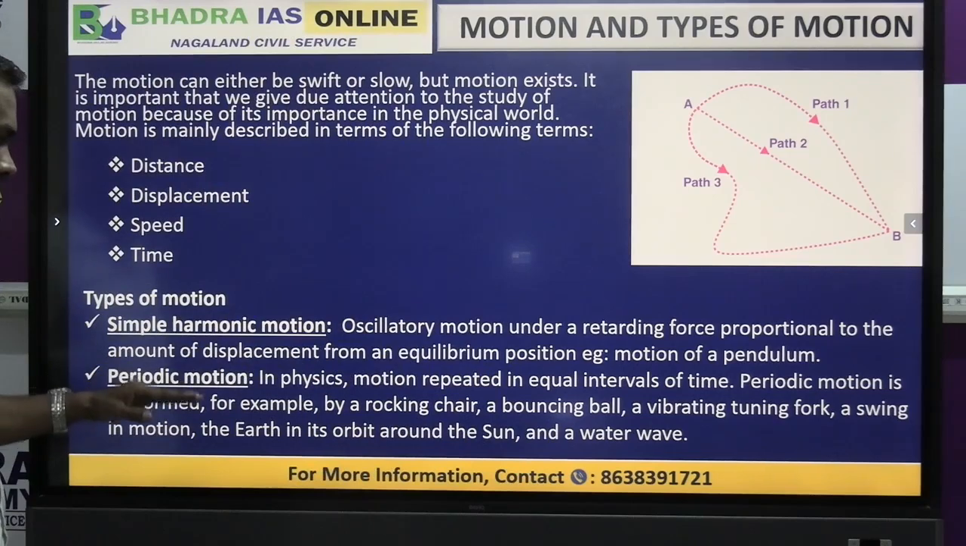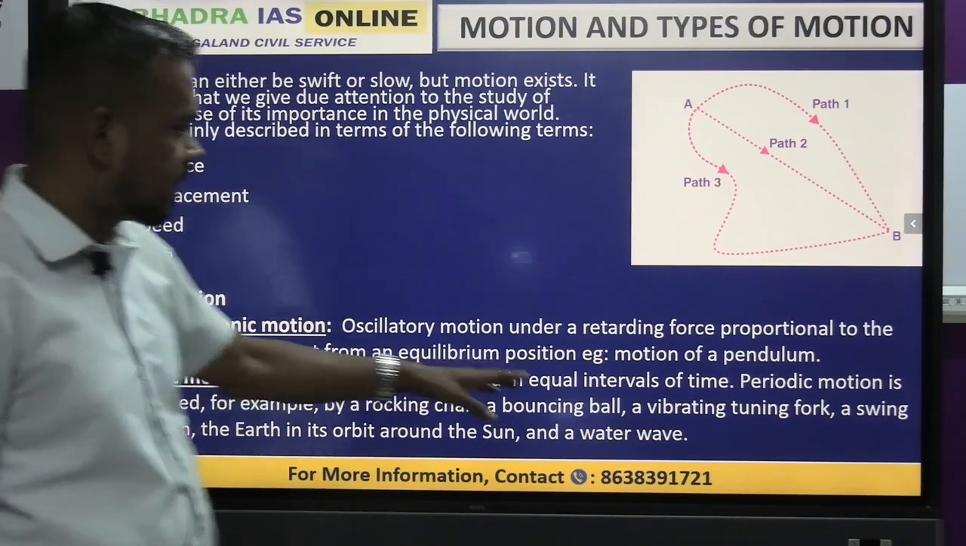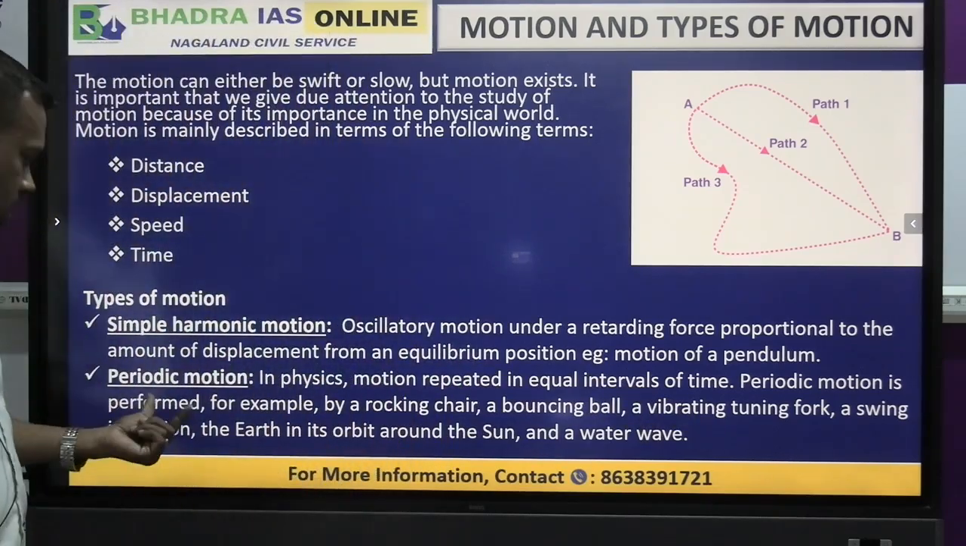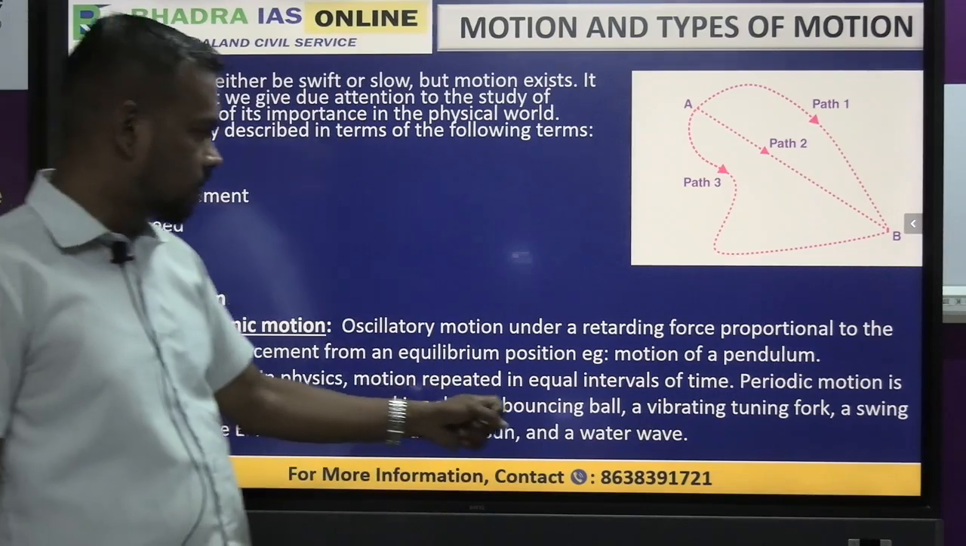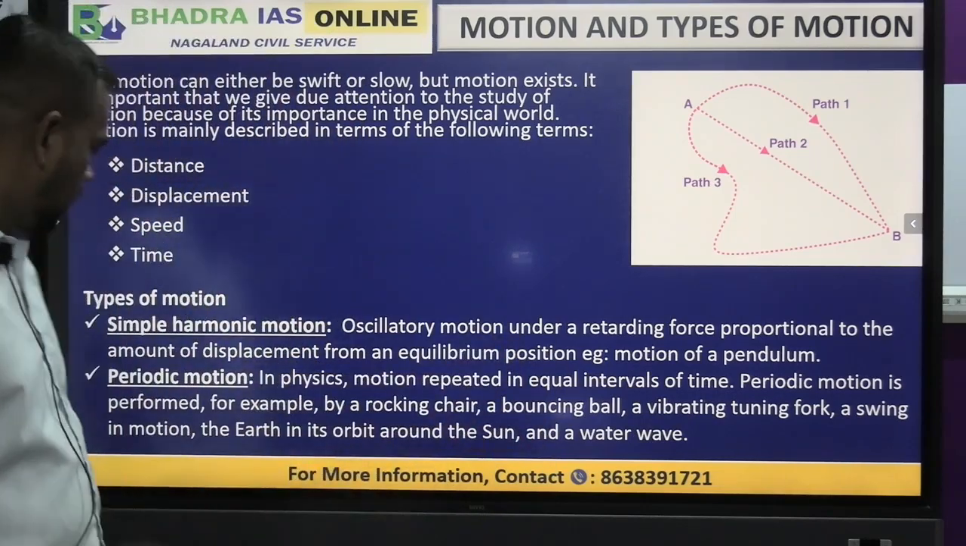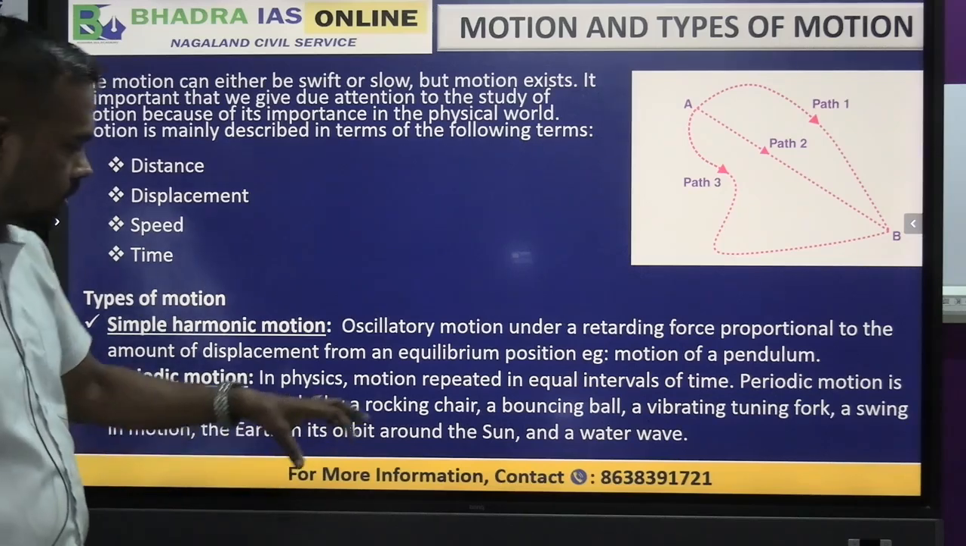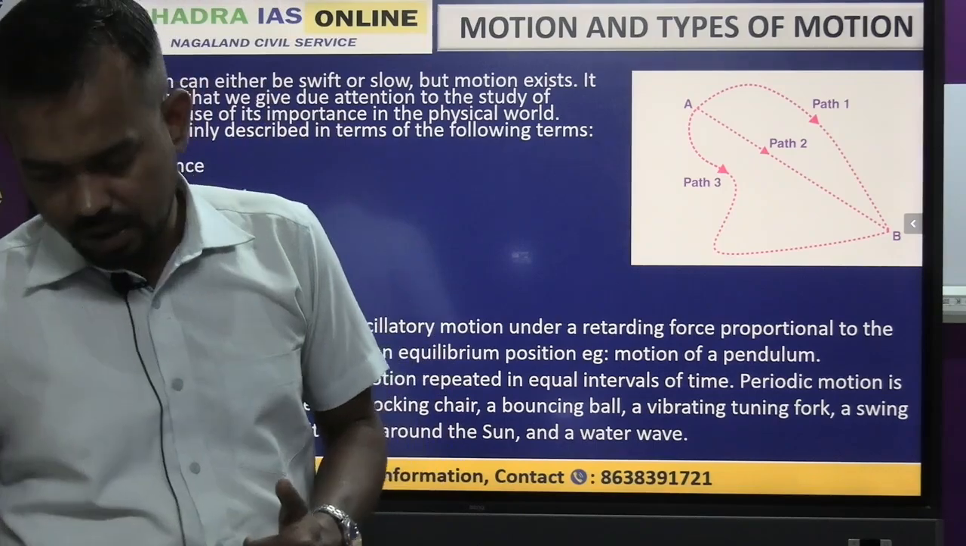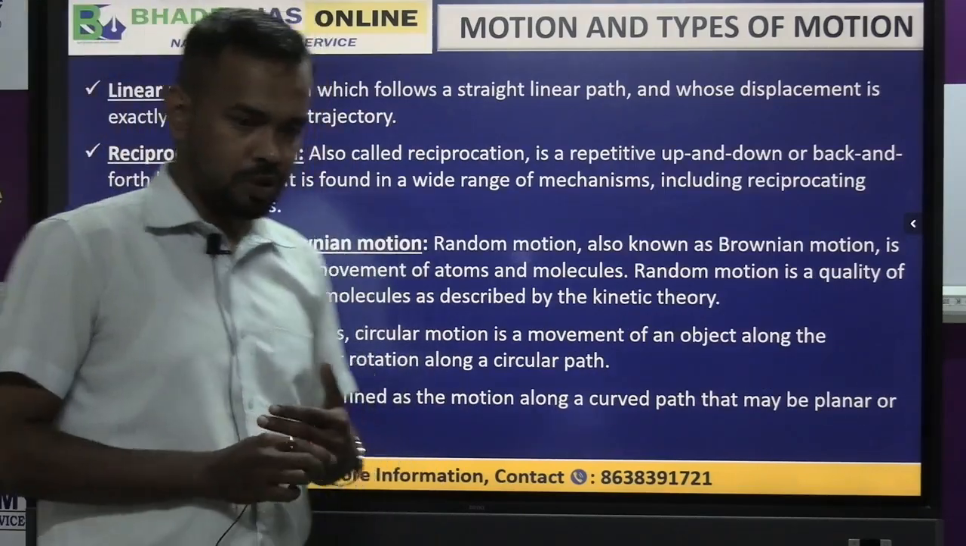Then we have periodic motion, where the motion repeats at equal intervals of time. Examples are a bouncing ball, a vibrating tuning fork, swinging motion and the earth orbiting around the sun. These are repeated periodically and are known as periodic motion.